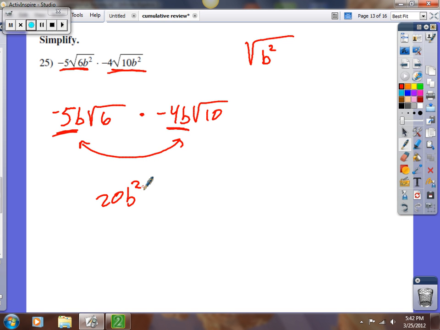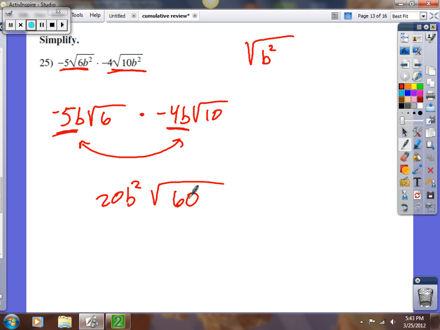And then what's underneath the radical? Those can also be multiplied. 6 times 10 is a 60. So on the outside, I got a 20b squared. Underneath the radical, I got 60, and then I'm done unless I can simplify it.